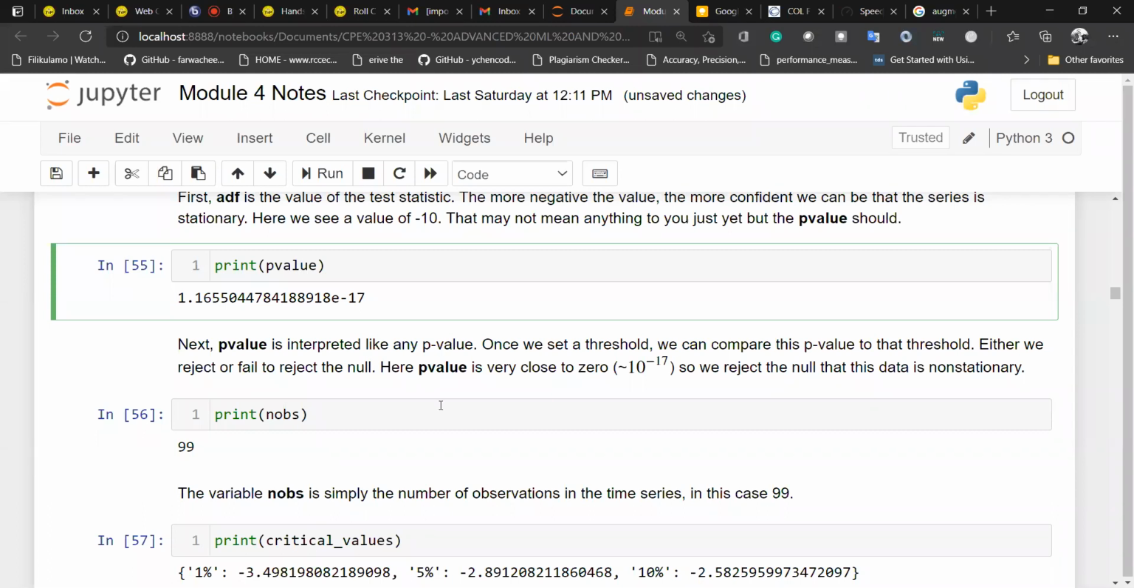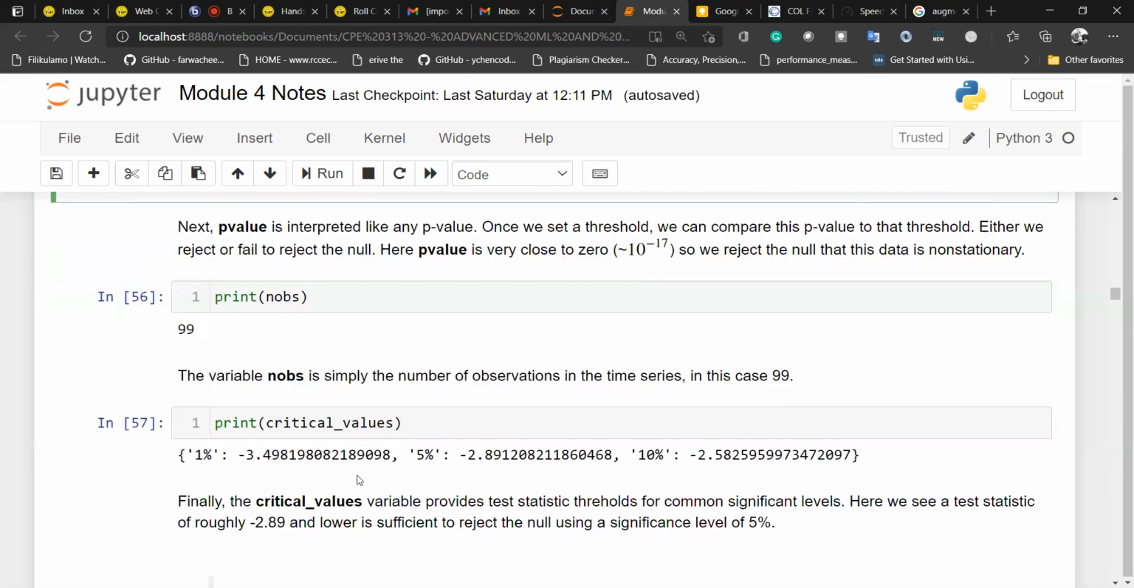So it's interpreted like any p-value. Once we set a threshold, we can compare this p-value to the threshold. Either we reject or fail to reject the null. Now here, the p-value is very close to 10 raised to -17. So what we do is reject the null that this is non-stationary. When we try to print the nobs, ano naman yung nobs? The variable nobs is simply the number of observations in the time series. In this case, meron tayong 99 nobs, or number of observations. Kaya siya tinawag na nobs.